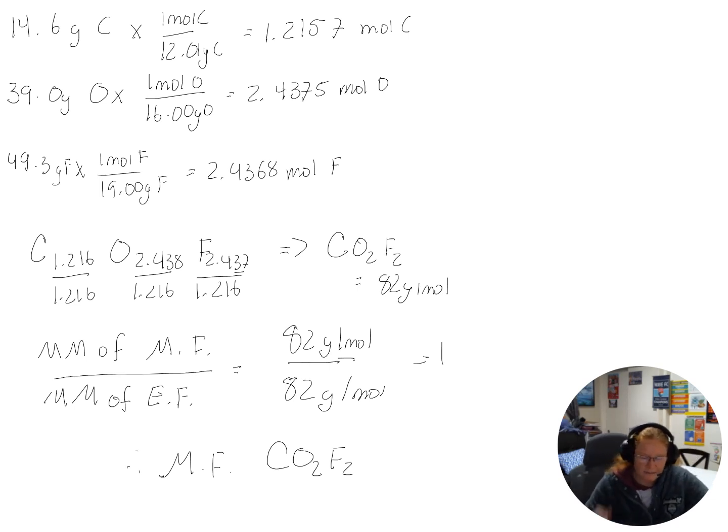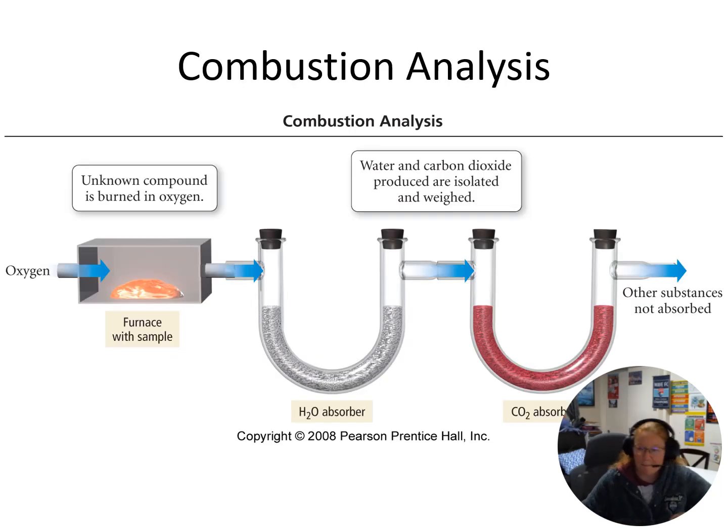All right, now let's take a look at what you may not have done in 120. Let's look at combustion analysis. In combustion analysis, we take something and we burn it in oxygen. Usually combustion analysis is done with some sort of carbon and hydrogen containing compound. Okay, so I burn my stuff.